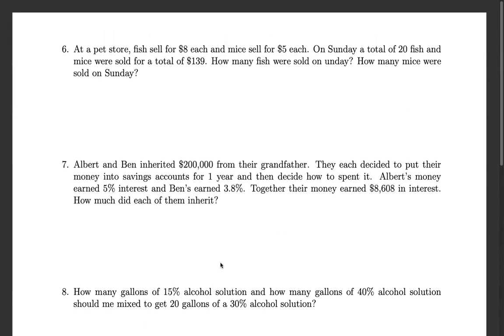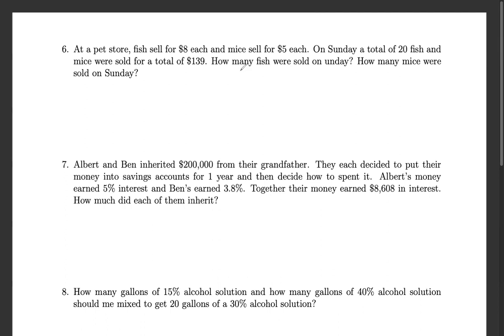Let's see 6. A word problem. At the store, fish sell for $8 each and mice sell for $5 each. On Sunday, a total of 20 fish and mice were sold for a total of $139. How many fish were sold on Sunday? How many mice were sold on Sunday?